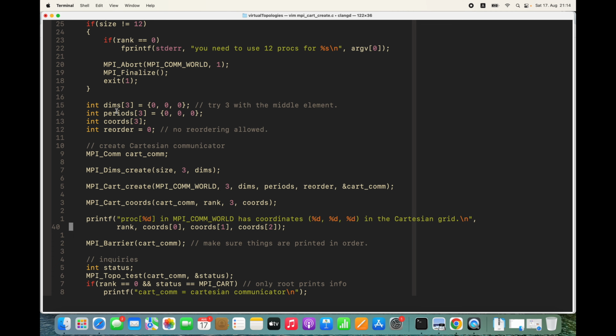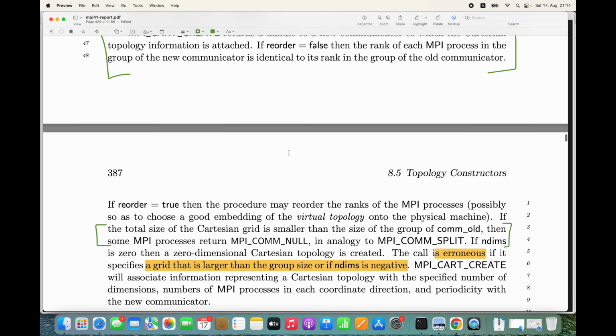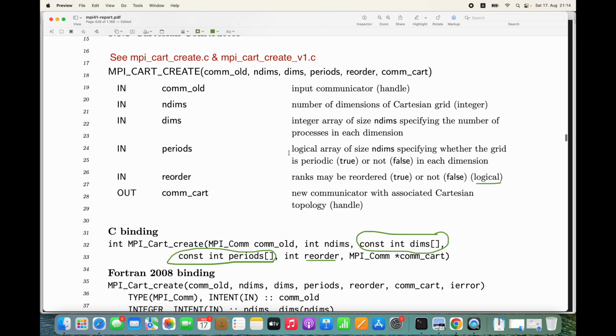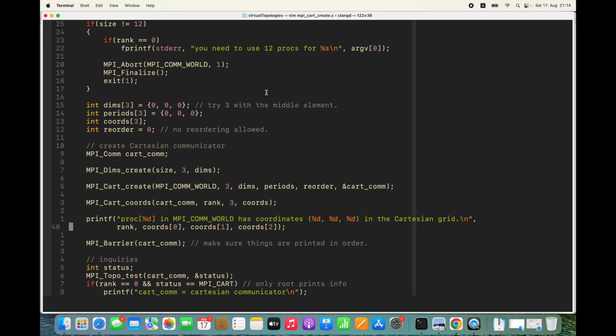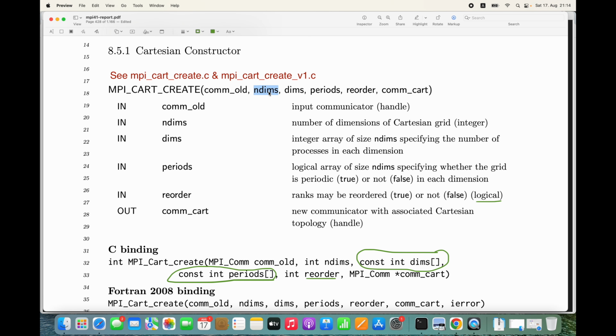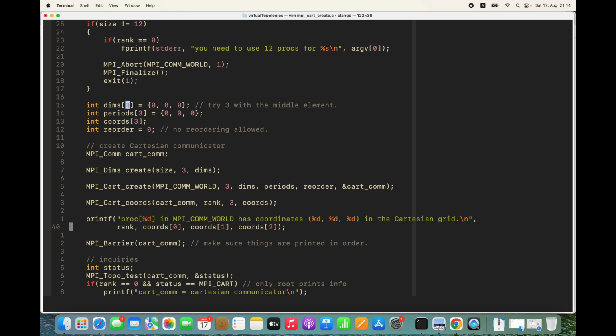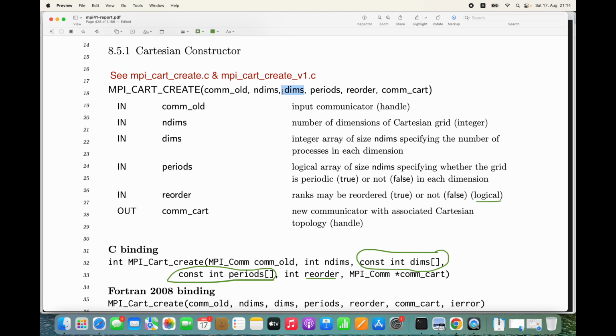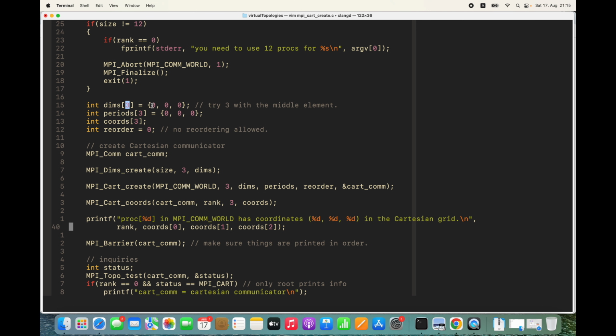So we need dimensions. Sorry, that's ndims, number of dimensions. In this case, it's 3. And we need dims, it's right here. That is the number of MPI processes in every dimension that you have. So in this case, we have 0, 0, 0. Right now, we haven't occupied this with any value. I put a comment here. We're going to see the behavior of this later.